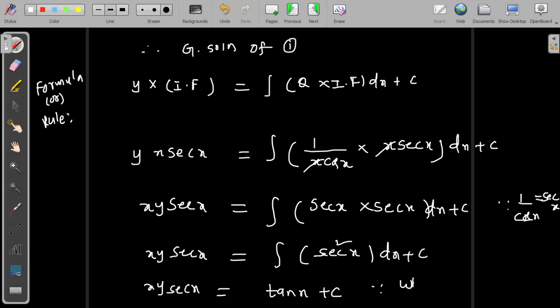We can say this is the required general solution of equation 1. This is the procedure. Similarly, we'll take one more question.